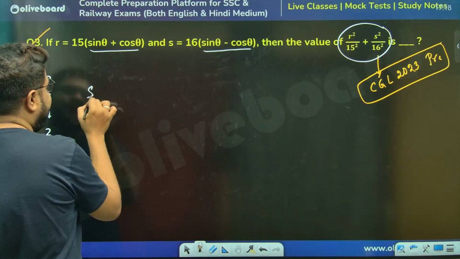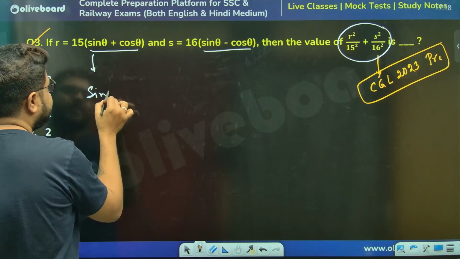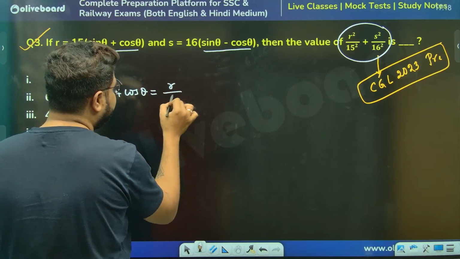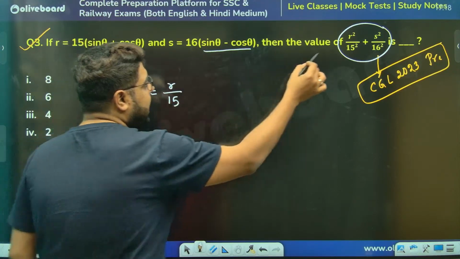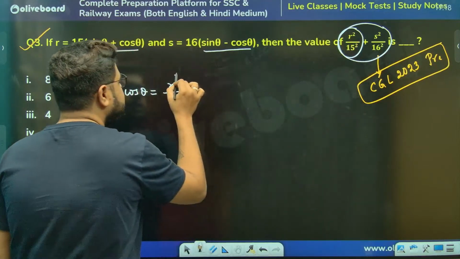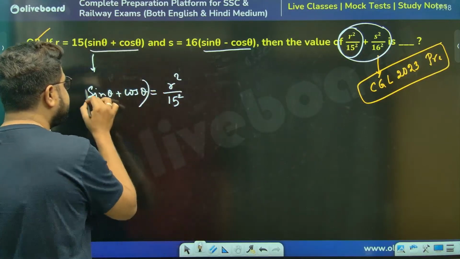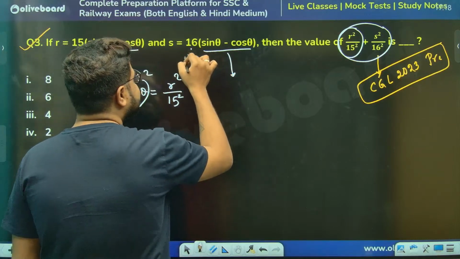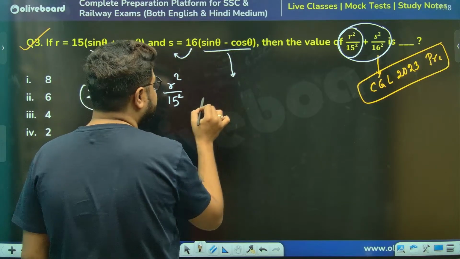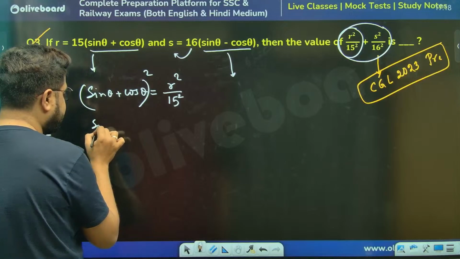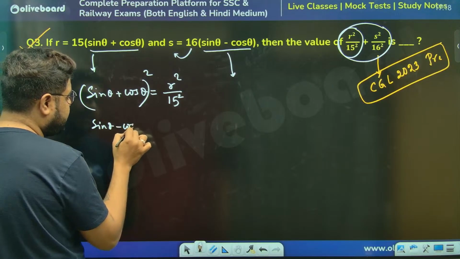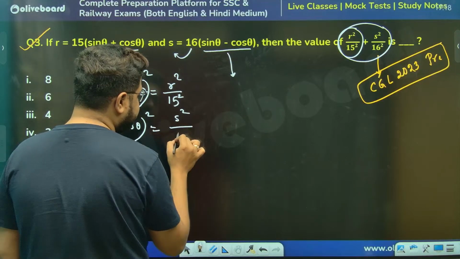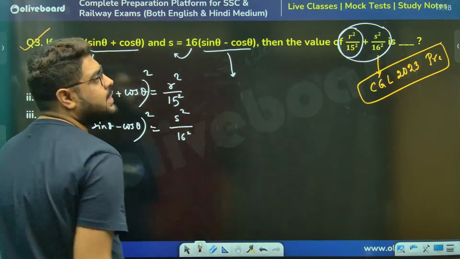Sir, can I write from this, sine theta plus cos theta is equal to r by 15. But I need r square by 15 square, meaning the whole thing squared. From here, s by 16 will be sine theta minus cos theta. I'm writing it here: sine theta minus cos theta whole square will be s square by 16 square, because that is what they're asking.